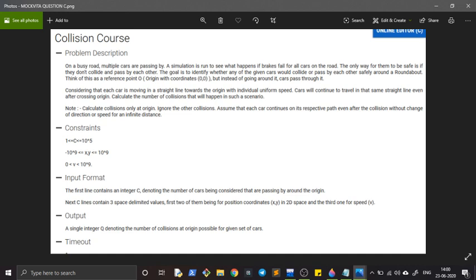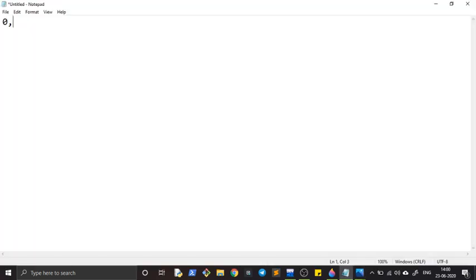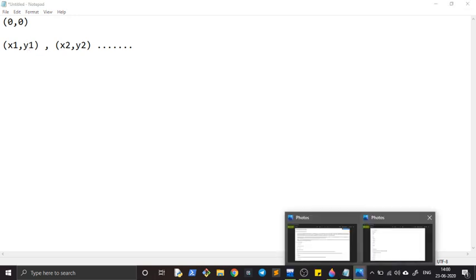So the question is based on coordinate geometry, as I understand, because basically you are given an origin 0, 0, and you are given several coordinates, such as x1, y1, then x2, y2, and in these coordinates your cars are there. And basically the input is, let me check the input.